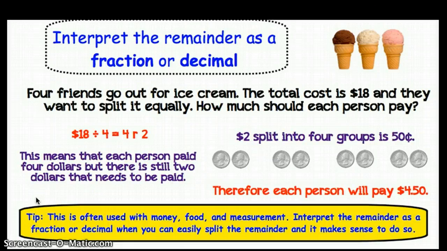Here's a tip for interpreting the remainder as a fraction or decimal. This is often going to be used with money, food, and measurement. You're going to interpret the remainder as a fraction or decimal when you can easily split the remainder and it makes sense to do so. So here we could easily split that $2 into four groups, and it's going to make sense to do that because the four friends wanted to split the cost equally.